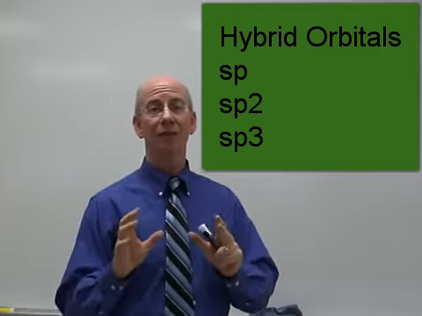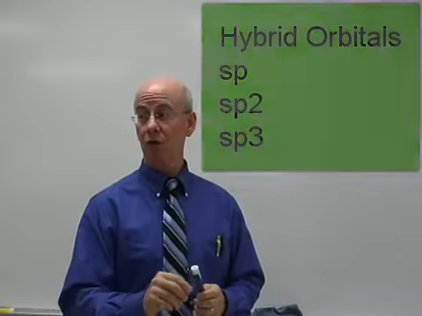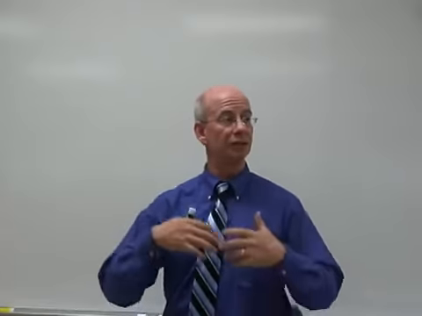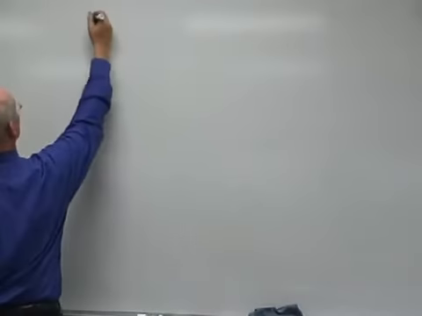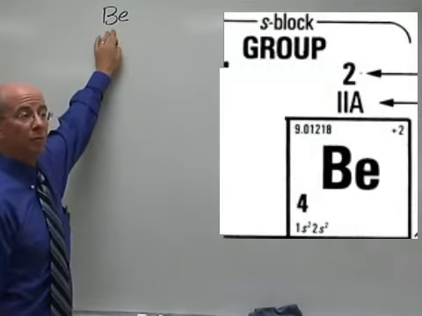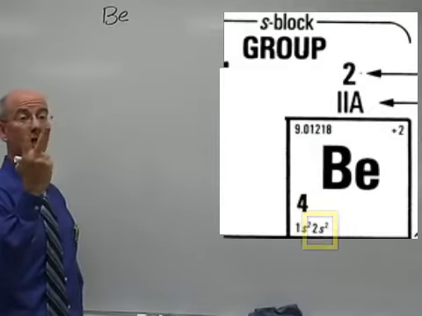A major bond exception called hybrid orbitals. I think the easiest way to go over it is just to use examples. The first example I'm going to give you is beryllium. What group is beryllium in? Group 2. So its valence is 2.